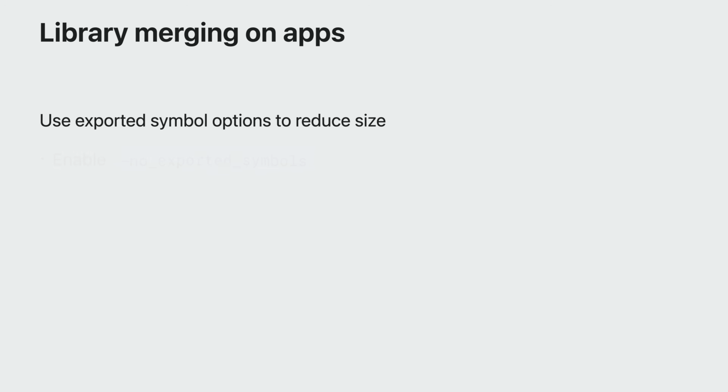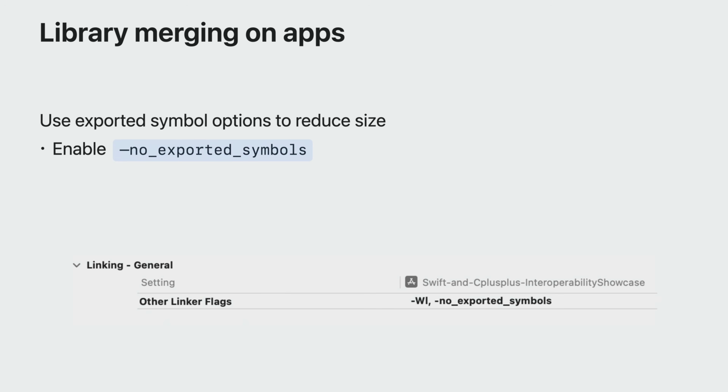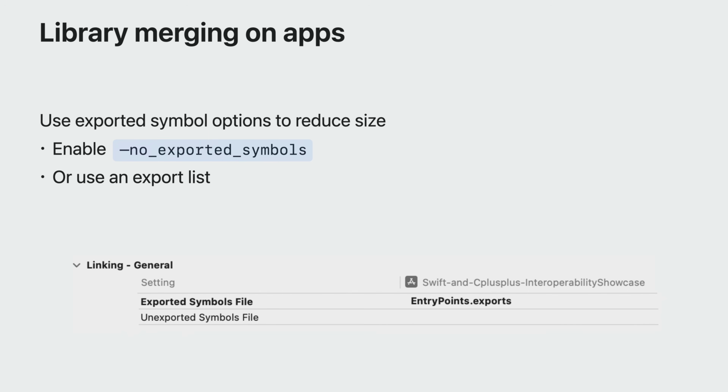To prevent this, use the linker option no exported symbols. This can be applied in Xcode by updating other linker flags with -Wl, -no_exported_symbols. If your app needs entry points for app extensions, use an export list that lists those symbols to tightly control this. This can be set under the same general linking options using Exported Symbols file. This allows the static linker to be the most effective for size optimizations like dead code stripping.